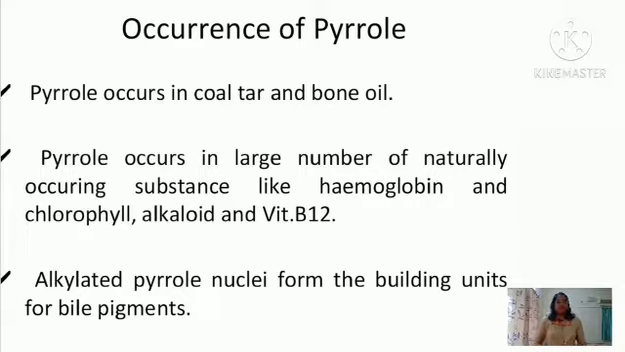Again, alkyl substituted pyrroles mainly form a building unit of bile pigments. Again, certain alkaloids and vitamin B12 also contain pyrrole nuclei. Therefore, this pyrrole nucleus has a wide range of importance in naturally occurring substances.